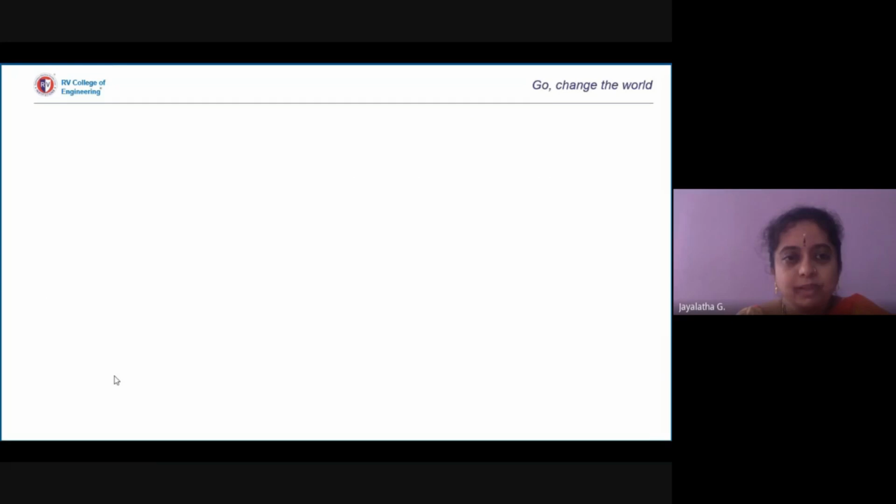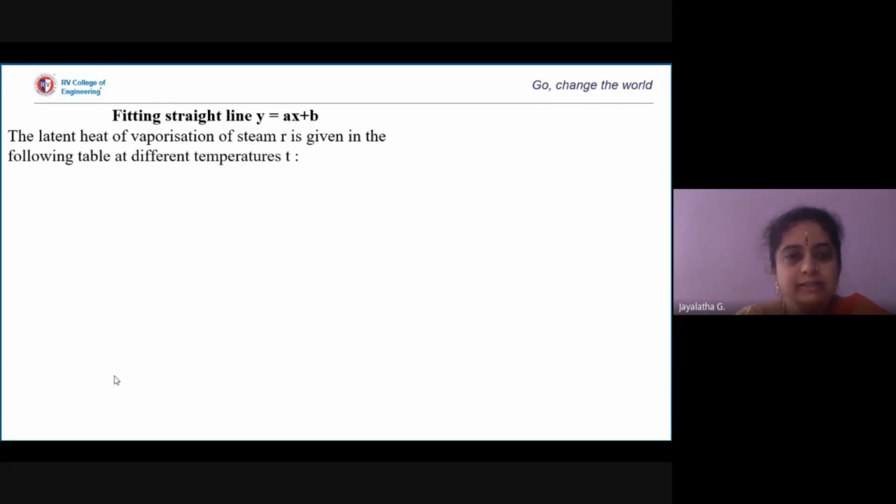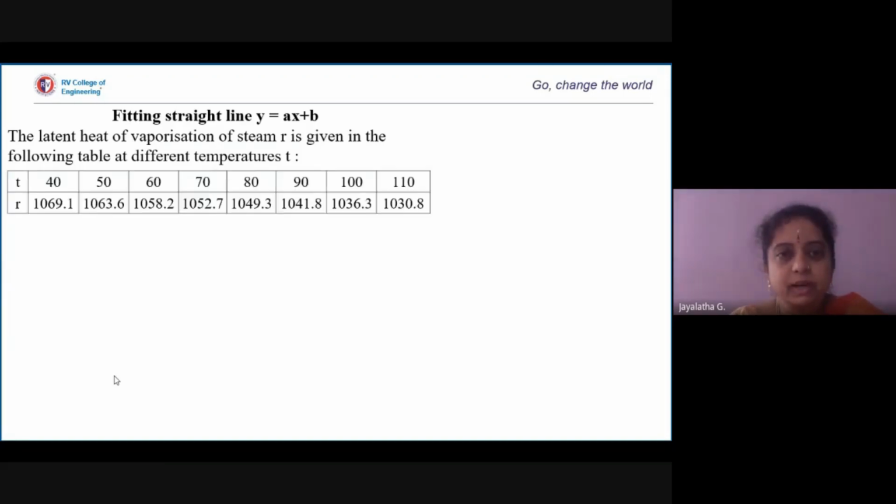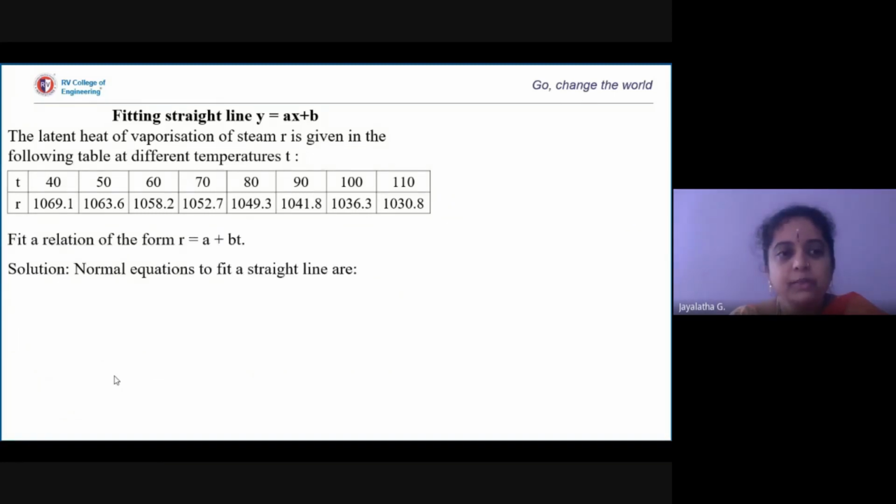Done. So let's start with an application example. I have taken here the latent heat of vaporization of steam R for different temperatures. So the temperature values are tabulated as 40, 50, 60, 70, 80, 90, 100 and 110, and the corresponding R values are specified. You need to fit a relation of the form R equal to A plus BT. That means you have to make a straight line fit here.